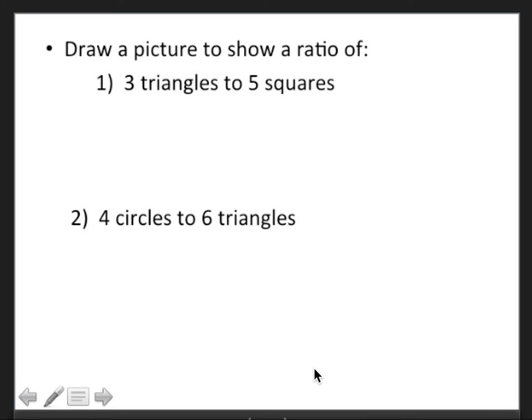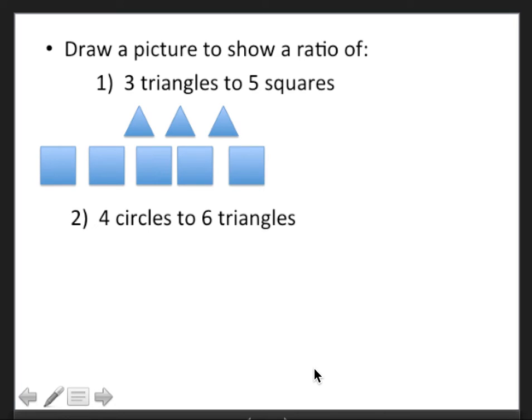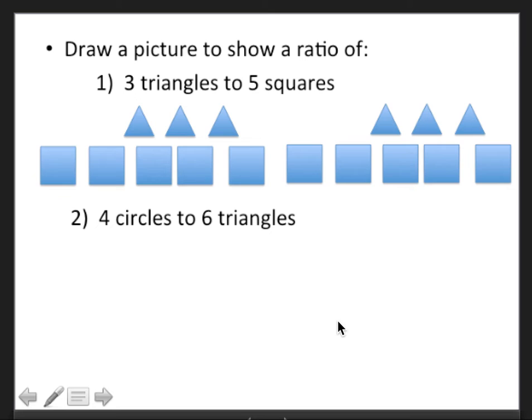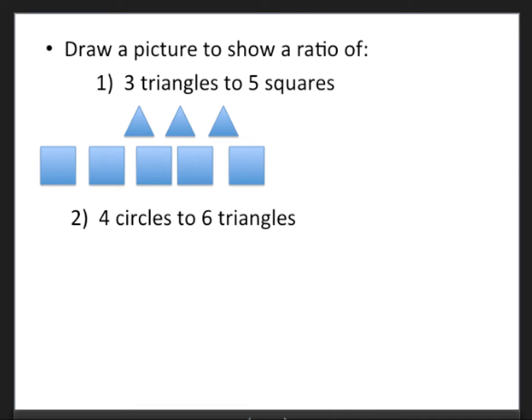Okay, now on your paper, to draw 3 triangles to 5 squares, does your paper look similar to this? 3 triangles to 5 squares. But my question is, all together now, all of those triangles together and all of those squares together, does that represent 3 triangles to 5 squares? Is this the same thing or an equivalent ratio to this?